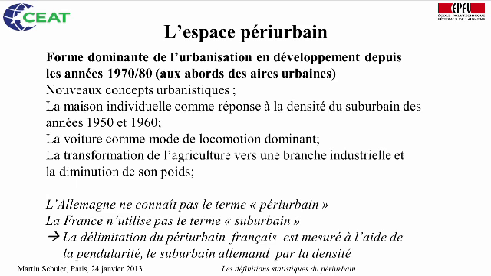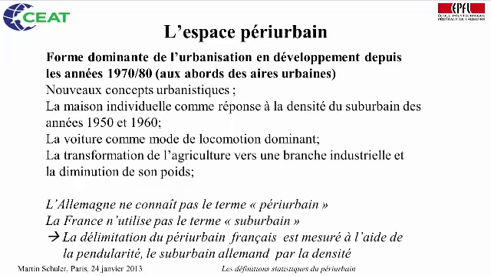In Germany, they don't use the term peri-urban. In France, they do not so easily use the term suburban. The boundaries of the peri-urban in France are measured with commuting, which gives a different spatial aspect to the urban. In Germany, the urban is defined by density over time with different historical approaches.